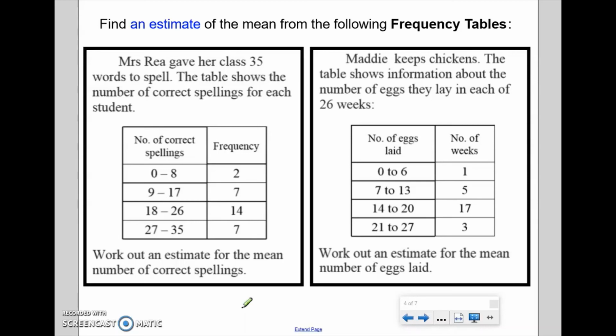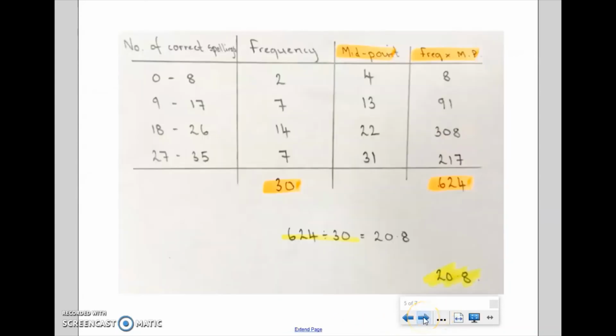Okay, welcome back. I'll just quickly go through my worked solution for question 3, the question on the left-hand side of the screen, and my worked solution looks like so. Same idea. Third column, fourth column, finding a total of column 2 to get the total of the frequency, a total of column 4, using those two values in my division, telling me that an estimate of the mean of the correct number of spellings is 20.8.